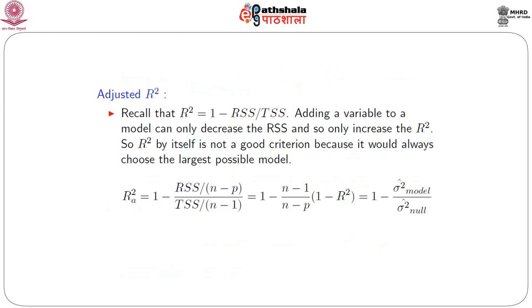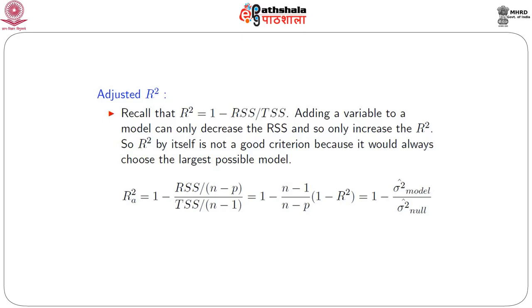Now, using adjusted R squared: recall that R squared can be written as 1 minus residual sum of squares divided by total sum of squares. Adding a variable to the model can only decrease the residual sum of squares, so it can only increase R squared. So R squared by itself is not a good criterion because it would always increase with the inclusion of added predictors.